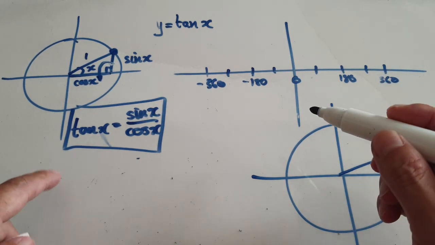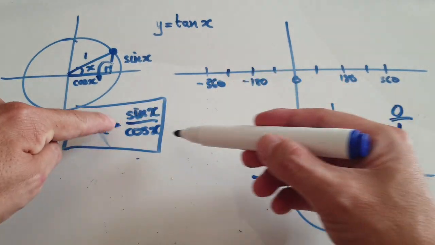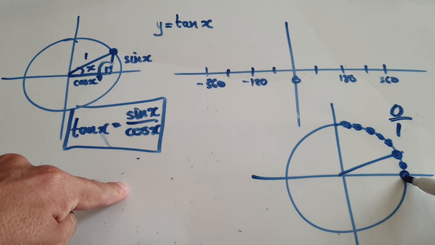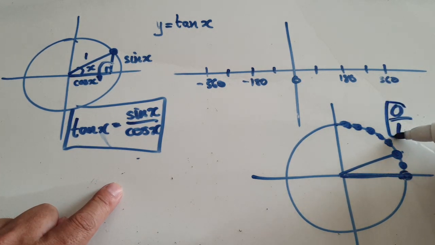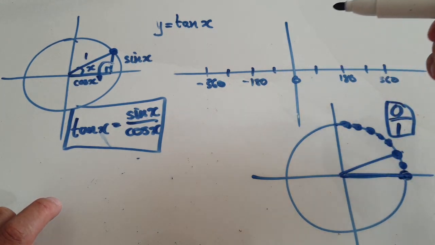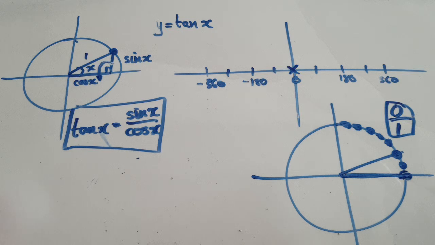So tan of 0 would be the height divided by the across. The height is 0. The across here is 1. So the answer would be 0. 0 divided by 1 is allowed, and it's actually the number 0, so it's going to be right here. So let's just move our dot around like this.